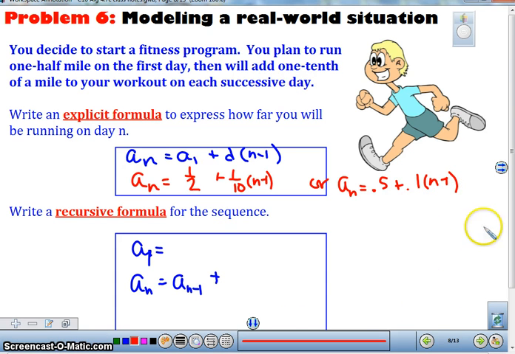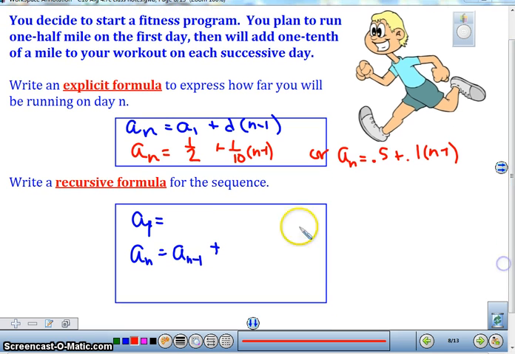We now want to look at that recursive formula. We know our common difference. What's our first term? We started out at a half a mile. Again, if you prefer a fraction or decimal, you would have 0.5. Then a sub n minus 1 plus, what are we doing each day? We're adding 1/10 of a mile, so plus 1/10.